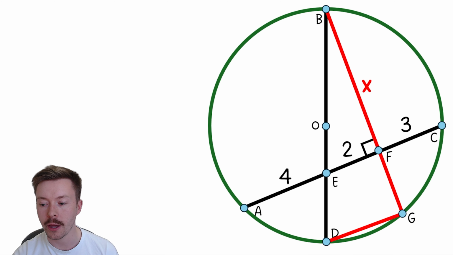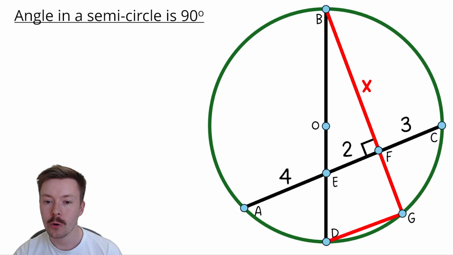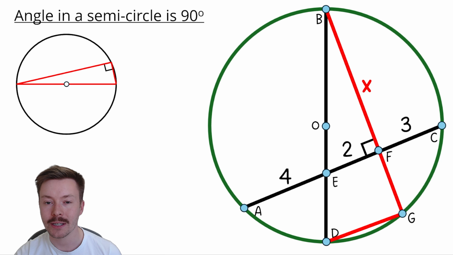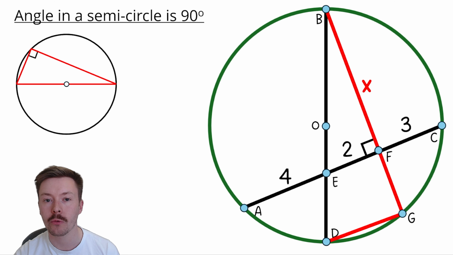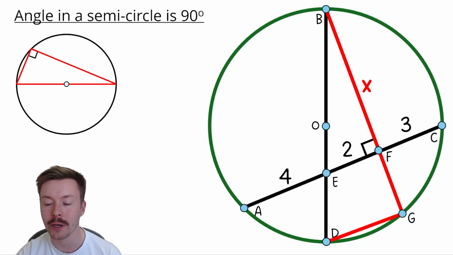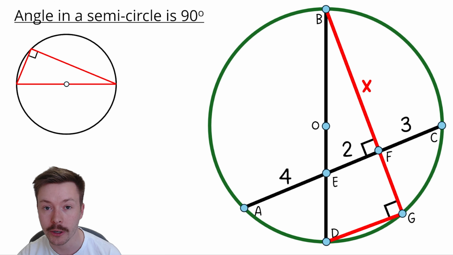Now from there, I know the angle in a semicircle is 90 degrees, and it doesn't matter where that angle is in the semicircle, as long as one of the sides of the triangle is the diameter of the circle, then the angle opposite will be 90 degrees. So I know angle BGD, as identified on my diagram now, is a right angle, 90 degrees.